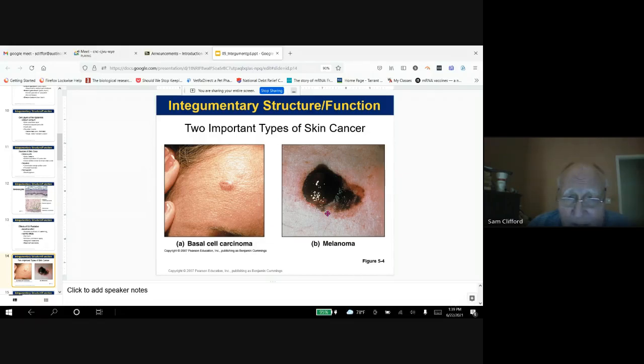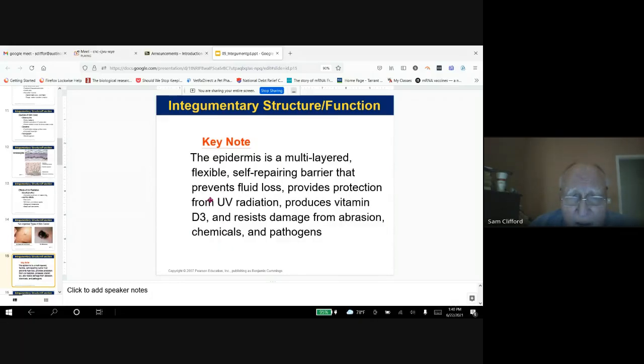So if you see something like this, a melanoma or a basal cell carcinoma, it can be taken out pretty easily and its growth stopped. This is very dangerous. So the epidermis has 5 layers in some places.